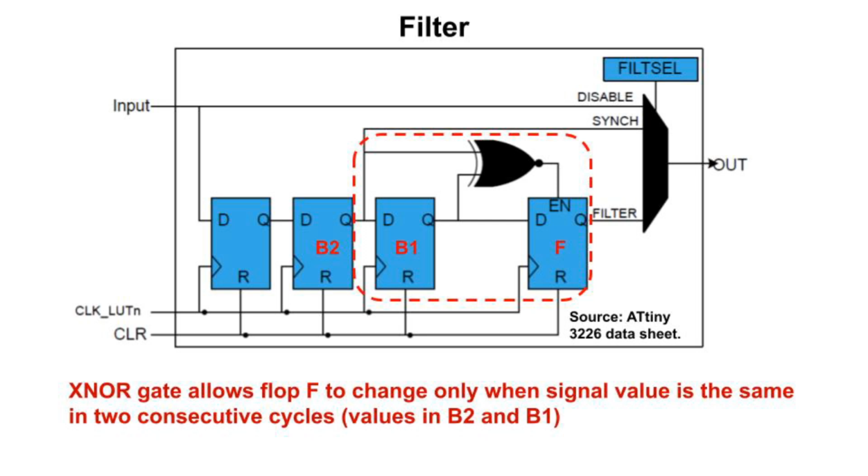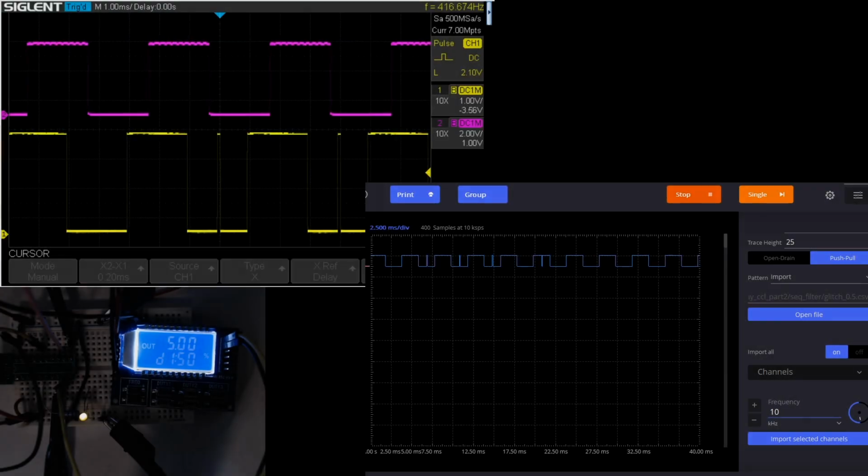How does this filter work? You can pause here and convince yourself that flop F will take the value from flop B1 only when B1 and B2 contain equal values. Thus, an input signal change that persists for only one CCL clock cycle is discarded. We're back to filtering narrow glitches. And so you can see that the output equals the input minus the glitches.